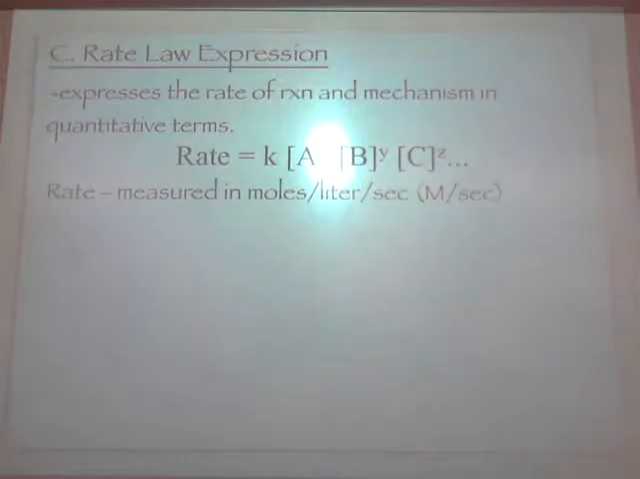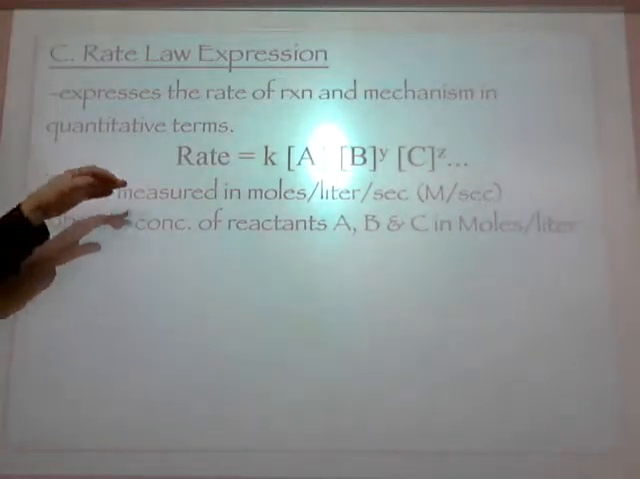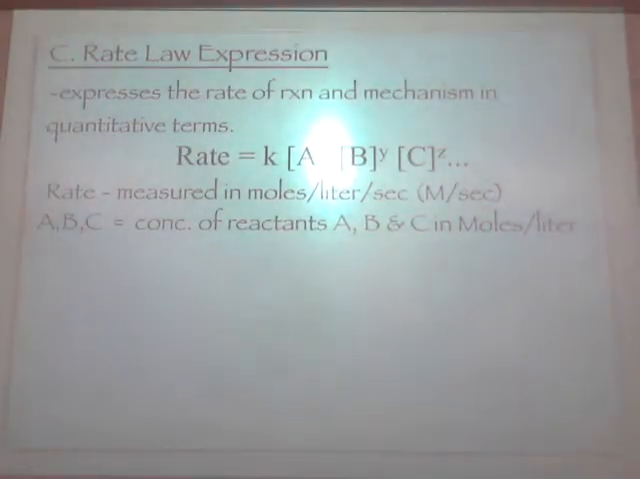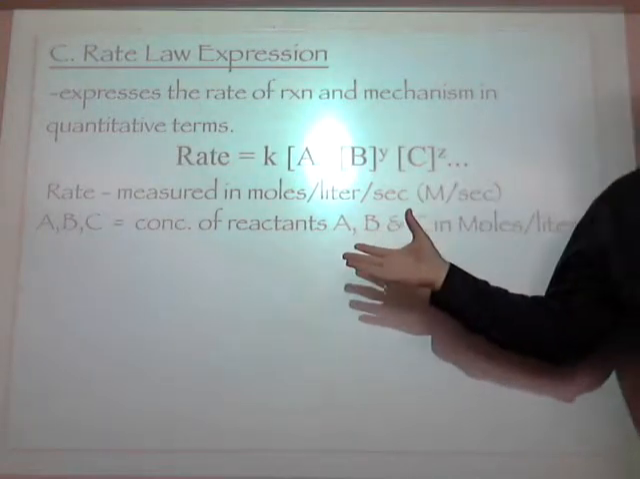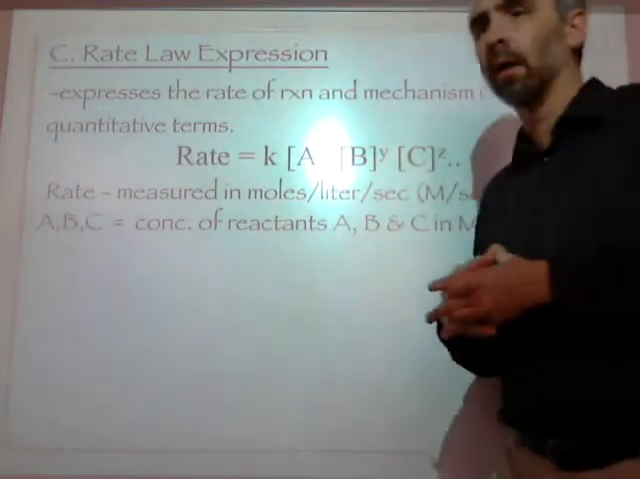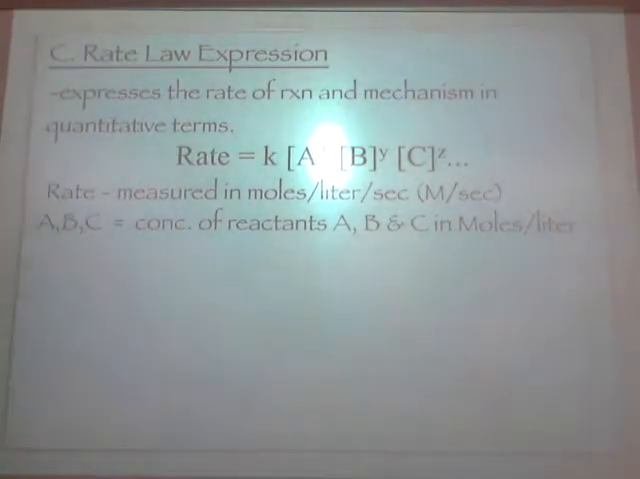Why don't we have M per second? That's what we usually do, just capital M per second. A, B, and C are the concentrations of the reactants in moles per liter. Okay? And a lot of times we're working with gases. So, for example, if I put 1 mole of oxygen gas in a 1 liter container, I have a 1 molar concentration.